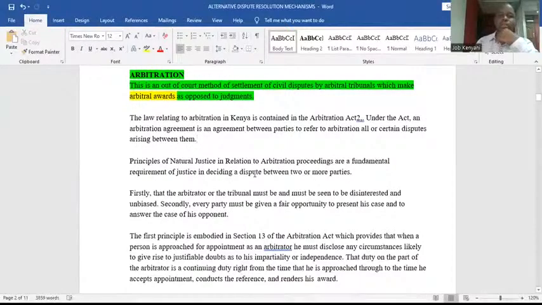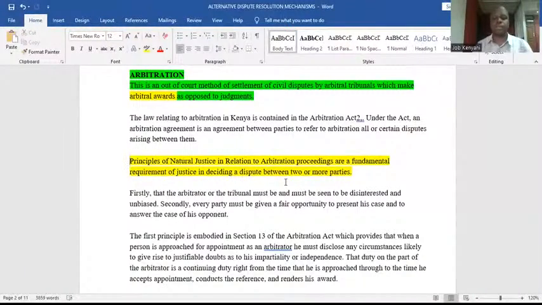The law relating to arbitration is contained in the Arbitration Act. Under the Act, an arbitration agreement is an agreement between parties to refer to arbitration all or certain disputes arising between them. The principles of natural justice in relation to arbitration proceedings are a fundamental requirement of justice in deciding a dispute between two or more parties. So they'll apply what we call the fundamental principles of natural justice.